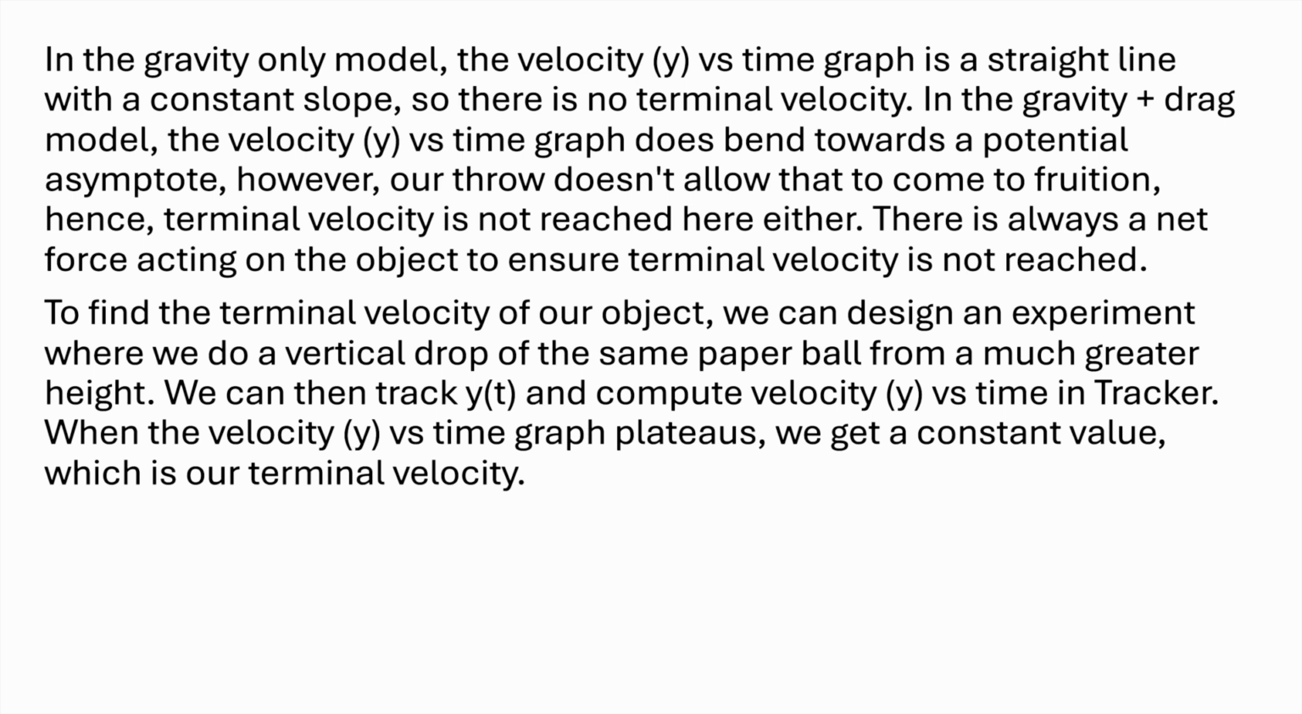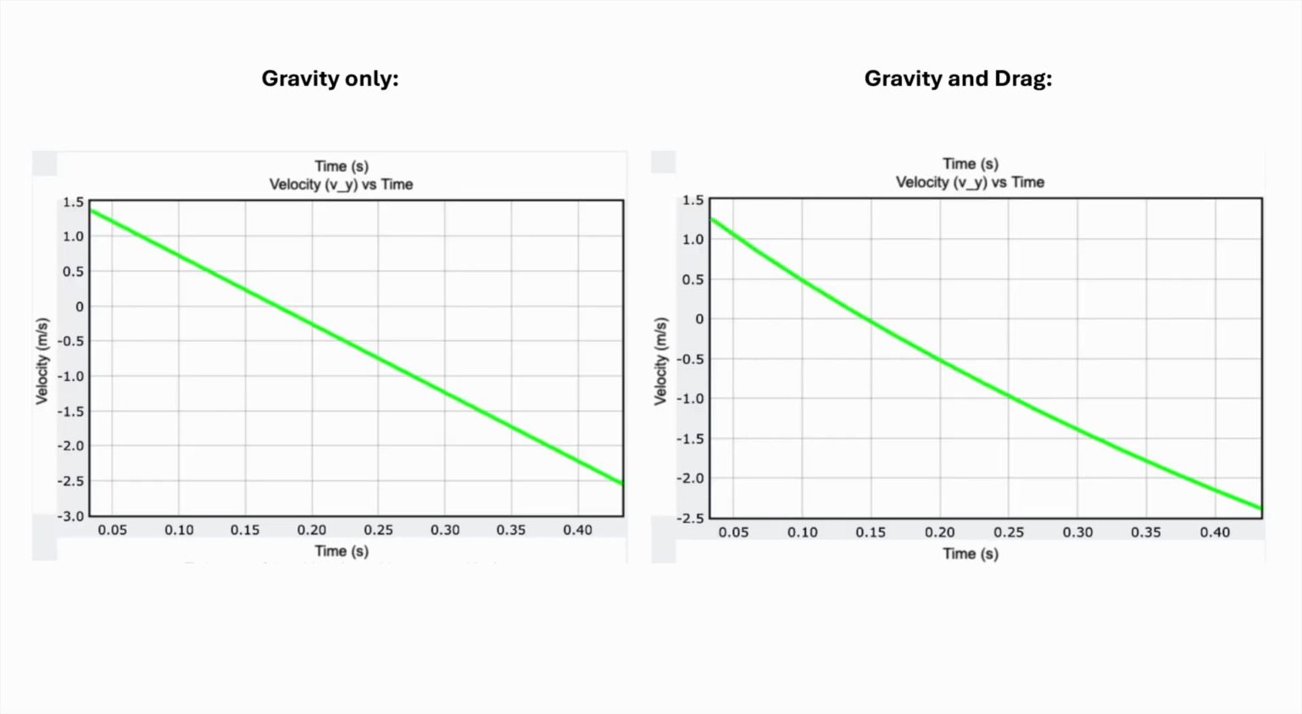To find the terminal velocity of our object, we can design an experiment where we do a vertical drop of the same paper ball from a much greater height. We can then track y of t and compute velocity y versus time in Tracker. When the velocity y versus time graph plateaus, we get a constant value, which is our terminal velocity. So here, for example, this is shown in the velocity y versus time graphs produced from the computational models for both gravity only and gravity and drag.